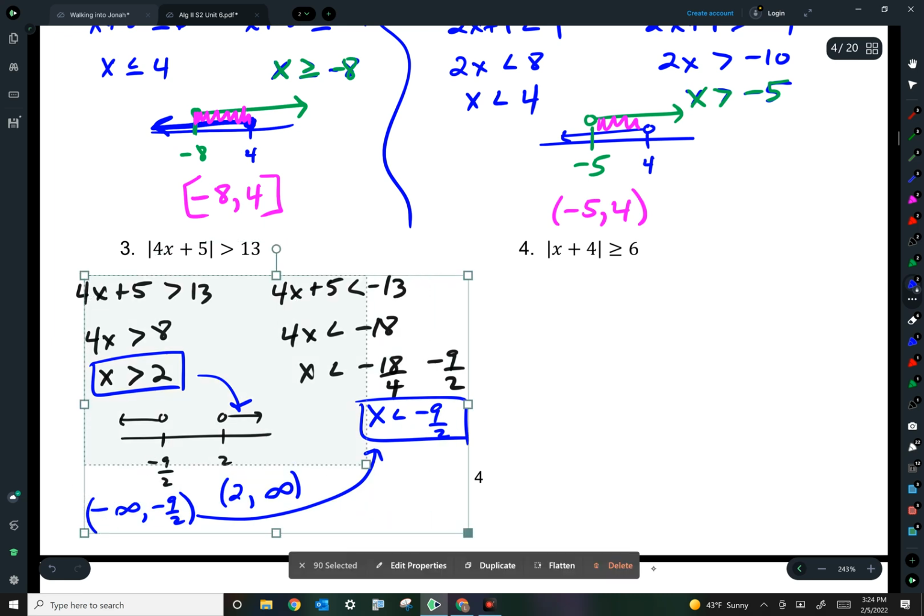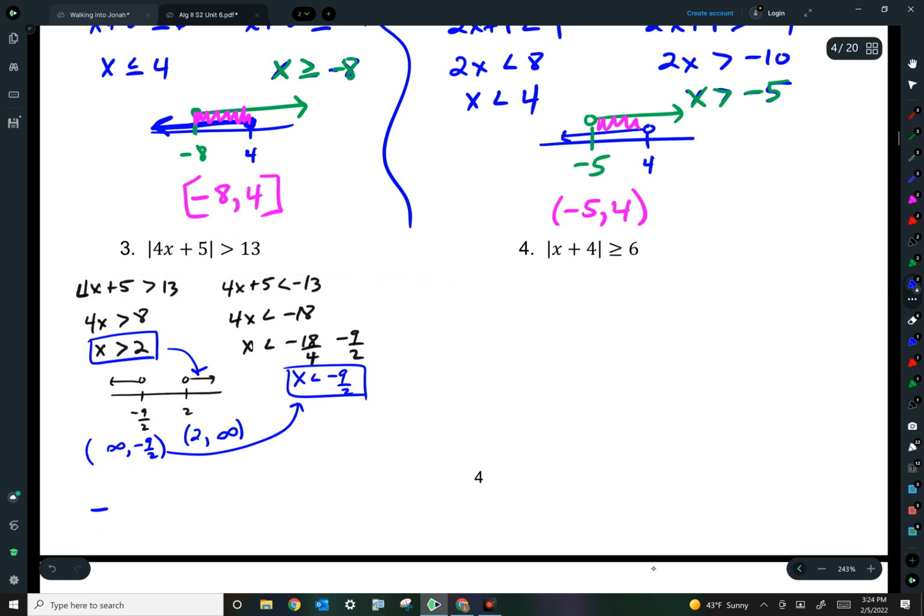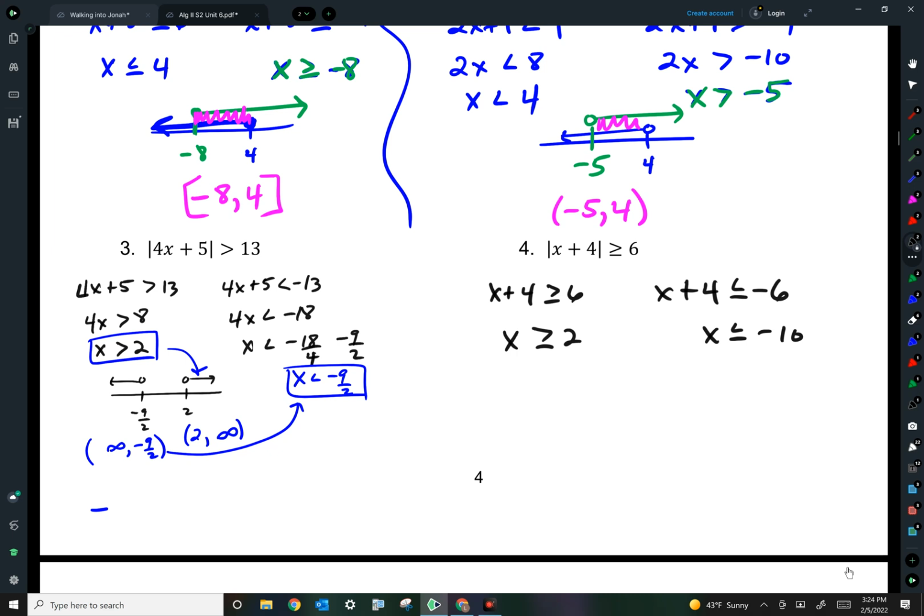Okay, so let's look at the last one. I'm going to write my two equations. So x plus 4 greater than or equal to 6. X plus 4, so this is the one where we flip the inequality, whatever it was, we flip it, and I write -6. Solve each one separately, so subtract 4, x greater than or equal to 2, subtract 4, less than or equal to -10. Okay, so since I don't need to draw a number line, I don't think I will. I could just stop right there and say, okay, here's my solution.